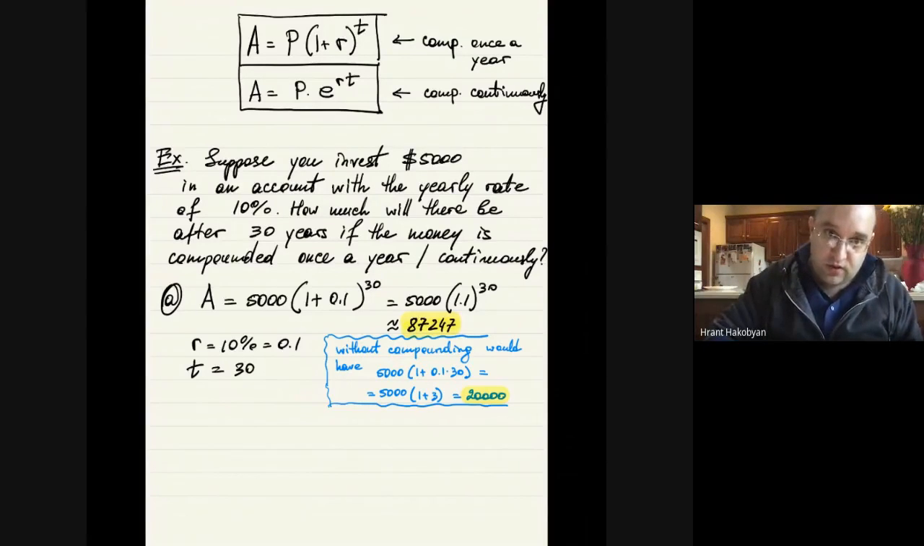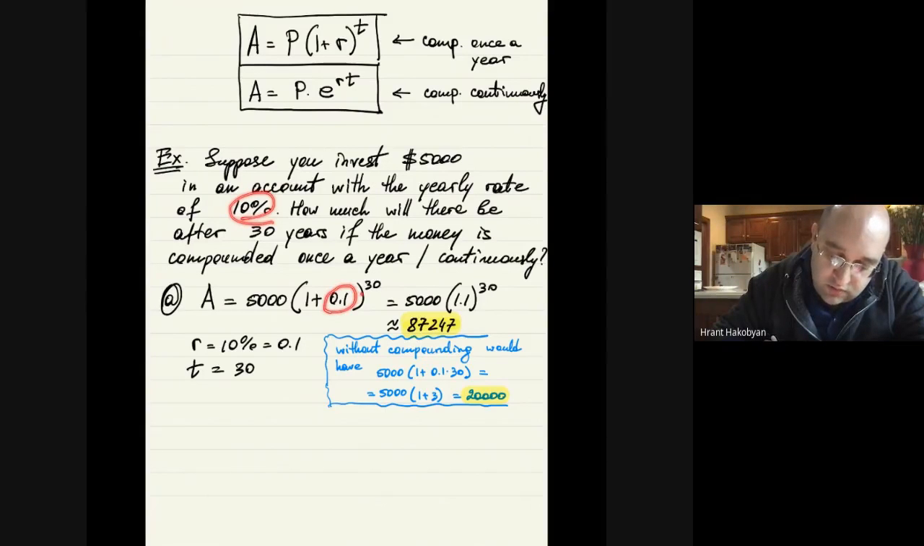Okay, so if not, let me go over this one more time quickly. We have the amount that's invested. This is the initial amount, and it's a 10% rate, so it's 0.1 for 30 years. So that's what you get. You get 5,000 times 1.1 to power 30, and that's what you get.